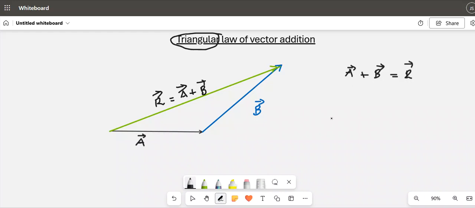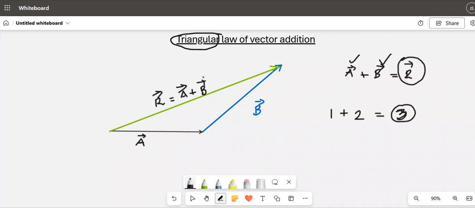Just like in a simple mathematical operation, if I ask you what 1 plus 2 is, 1 plus 2 is 3. Here, 3 is the result in the case of simple number addition. But in the case of vector addition, if two vectors A and B are added, you get the resultant. The direction of the resultant is like this. The resultant is the sum of A plus B.